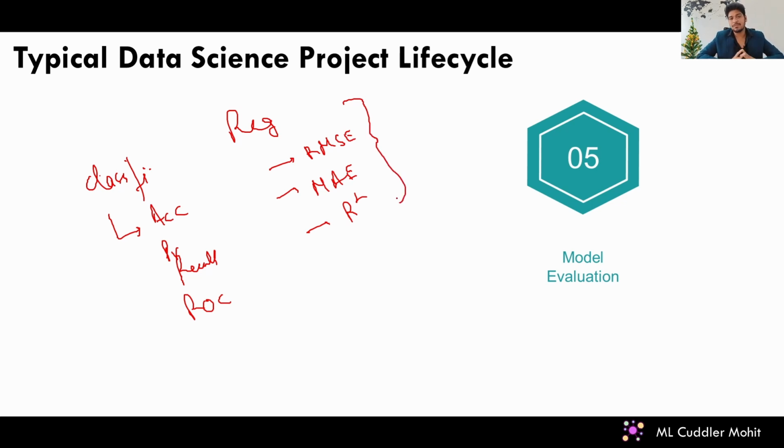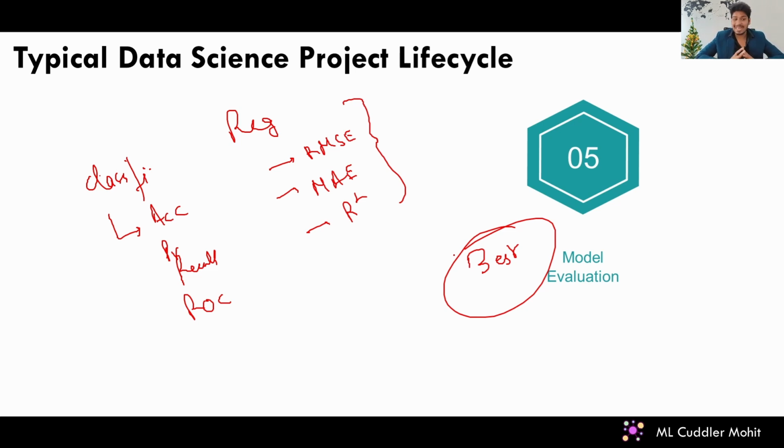So in the fifth step, out of the 4 or 5 models which you have built in the last step, you identify the best model. That's the whole agenda of this particular step, guys. Get the best model which is performing the best on your data set.